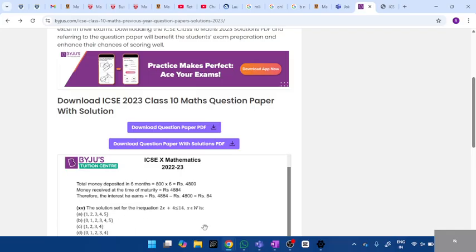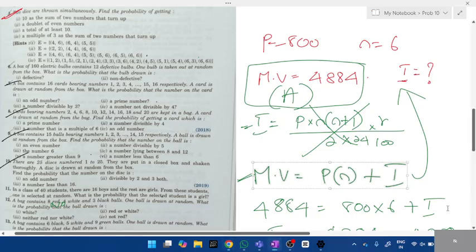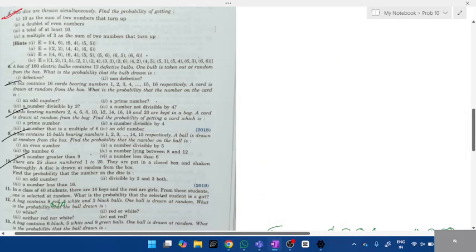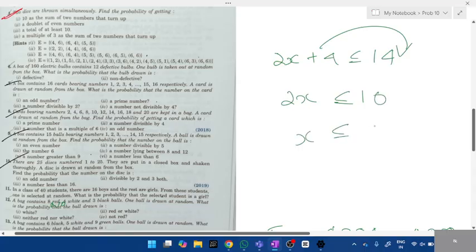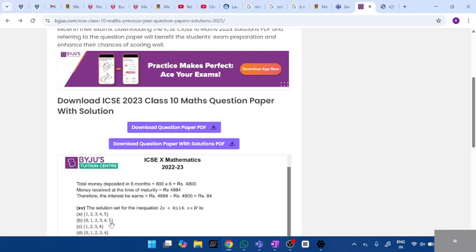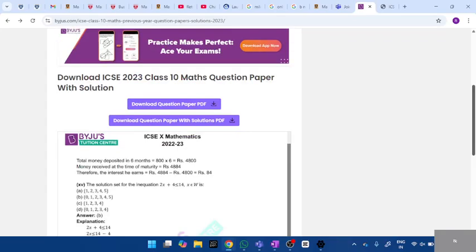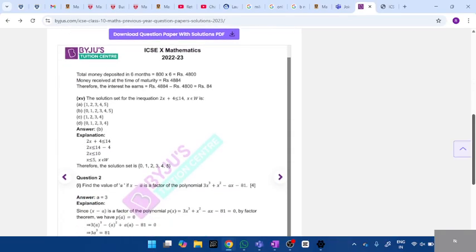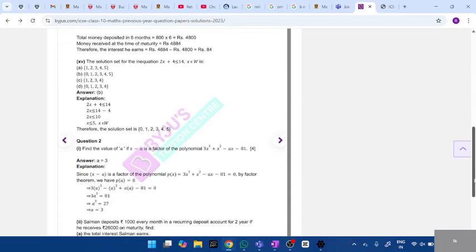The solution: 2x plus 4 less than or equal to 14. The 4 will go on this side. 2x is less than or equal to 10. X is less than or equal to 5. Less than or equal to 5, which means you have to consider even 5. So 0, 1, 2, 3, 4, 5. So the option is B. Look here. The answer is B.